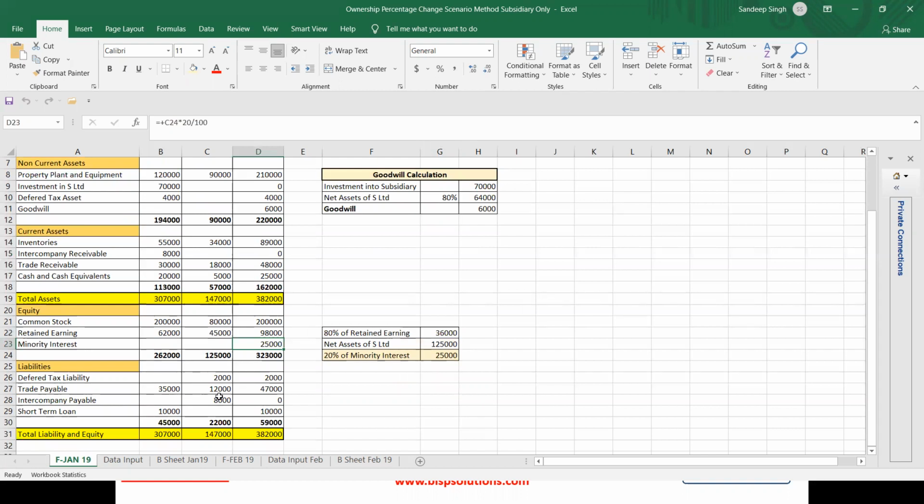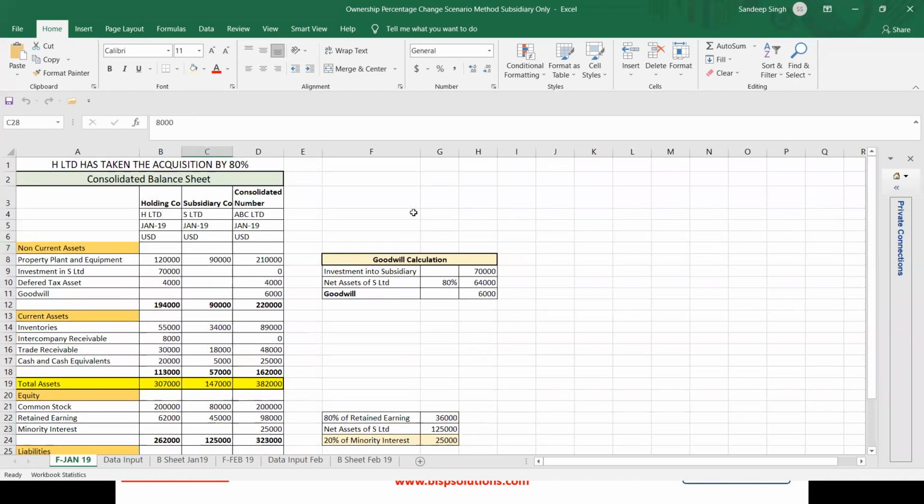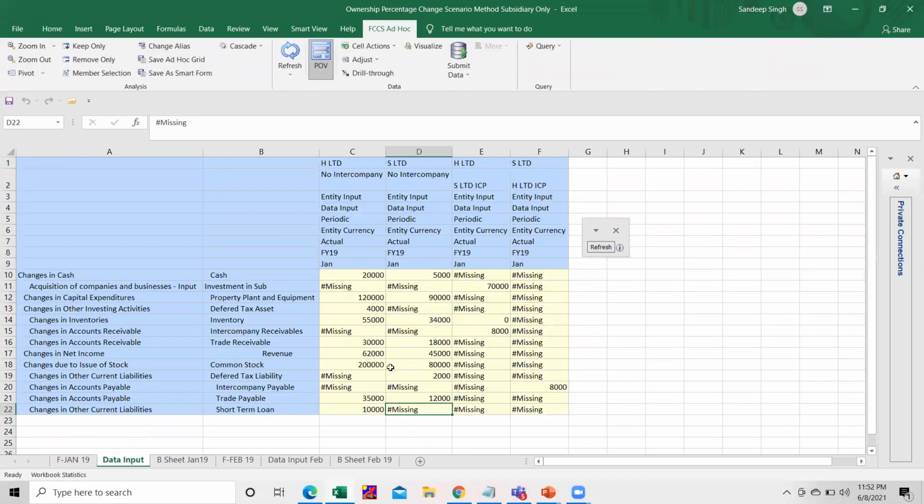For liabilities, it is simply merging the liability number of the parent with the subsidiary. Here the intercompany payables get eliminated. Both the intercompany receivable and intercompany payable are eliminated at the consolidated level. For that purpose, I have inputted these trial balance numbers through Smart View.